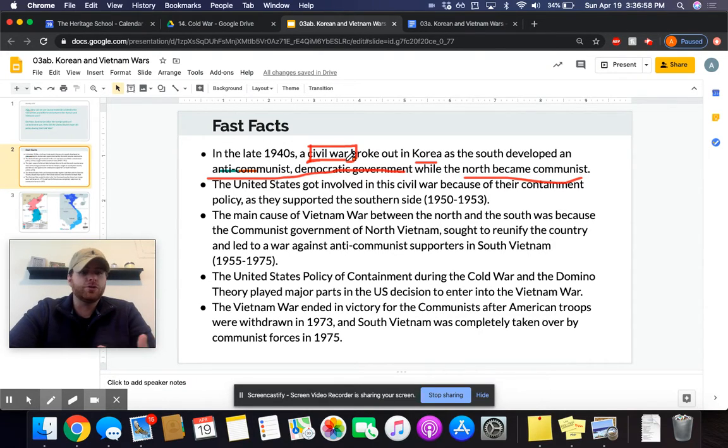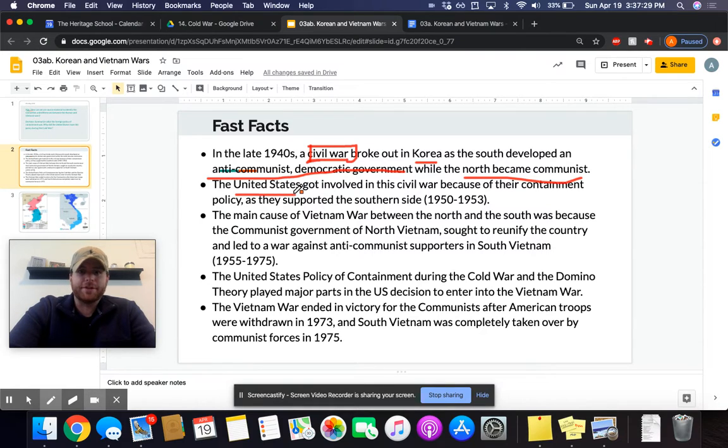All right, there's two factions within the country. The South develops this democratic government. The North develops as a communist government, and these two sides are fighting over the future of Korea. All right, one connection to what we've learned already, the U.S. had a civil war. All right, that's more focused on the issue of slavery, South versus North. So Korea has a similar situation break out in the late 1940s.